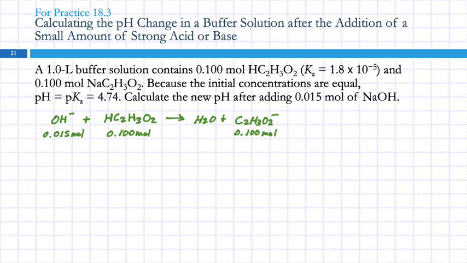What happens? Well, what's the limiting reactant? The hydroxide, because there's less of it. Right? So all of it's going to react, and we're going to end up with zero. 0.015 moles of this will react with 0.015 moles of this, causing its amount to decrease by 0.015. I think that's right. And this is going to go up by the same number of moles.